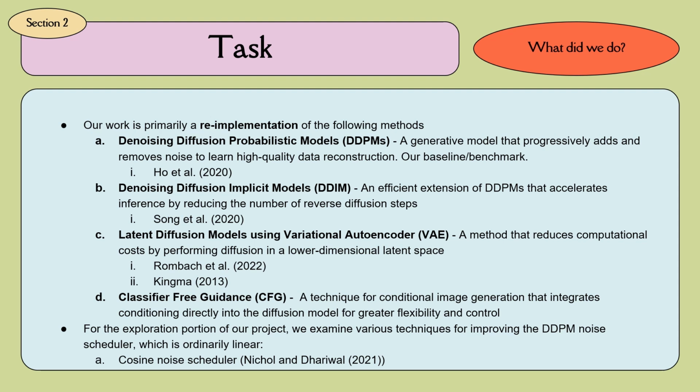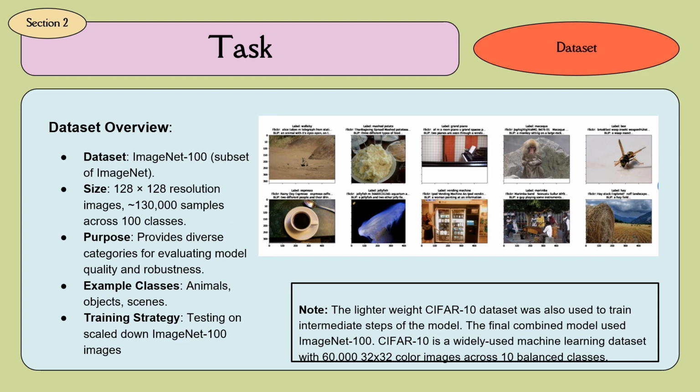This is a method that reduces computational costs by performing diffusion in a lower dimensional latent space. Lastly, we do classifier-free guidance, which is a technique for conditional image generation that integrates conditioning directly into the diffusion model for greater flexibility and control. Lastly, we implement our cosine noise scheduler for the exploration portion of our project. Okay, so looking at the dataset here, we use the ImageNet 100 dataset, but do also use the CIFAR 10 dataset to train sort of our intermediate models. For our final combined model, though, we use ImageNet 100.